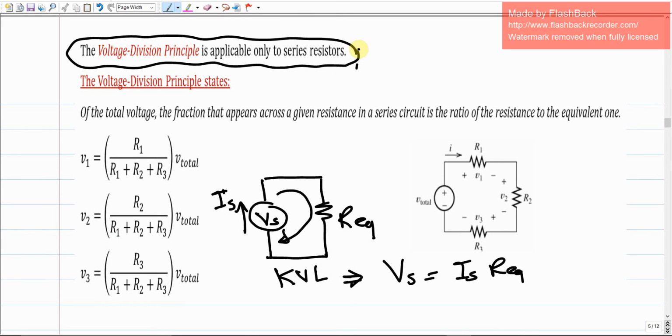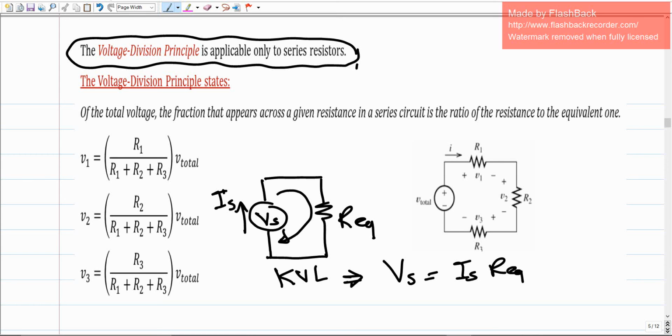The voltage division principle is only applicable to series resistors. So the condition is that for series resistors, we have to apply the voltage division principle. Why? Because intuitively, since we are talking about series resistors, as we mentioned, they have the same current. So there is no way for us to divide the current over them. There is no current division that can be applied to series resistors, while the current stays the same over them. But the voltage will be divided, will be distributed.